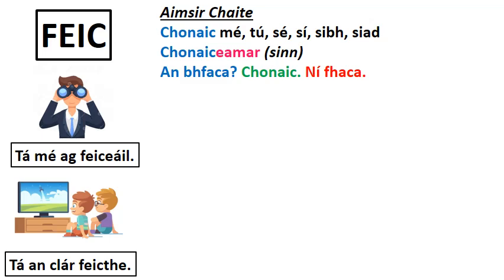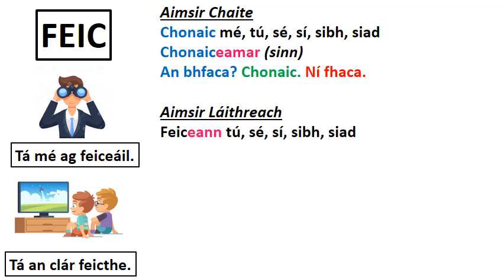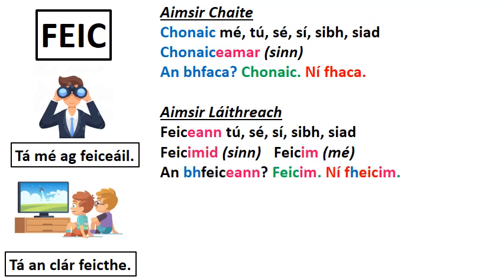Now let's see what's going to happen in the present. If it was playing by the rules, I'd expect feicim and feicimid. And oh look, it does play by the rules here. Feiceann tú, sé, sí, sibh, siad. Feicimid for we, and feicim for me. I'd expect an for my question and ní for my negative answer. An bhfeiceann, feicim, and ní fheicim. So here we are in our Aimsir Laithreach, totally playing by the rules.